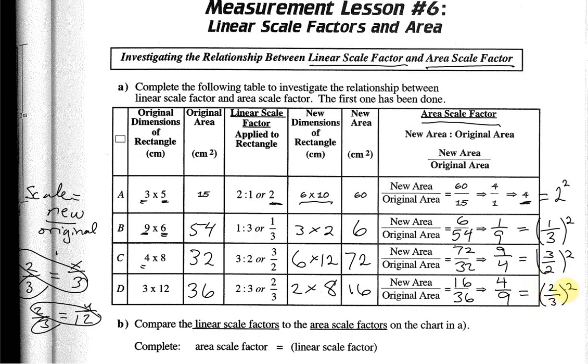So again, you see that the area scale factor is merely the linear scale factor squared or multiplied to itself, which completes the sentence. So the area scale factor is equal to the linear scale factor squared. Also, the square root of the area scale factor is equal to the linear scale factor. And that's all.